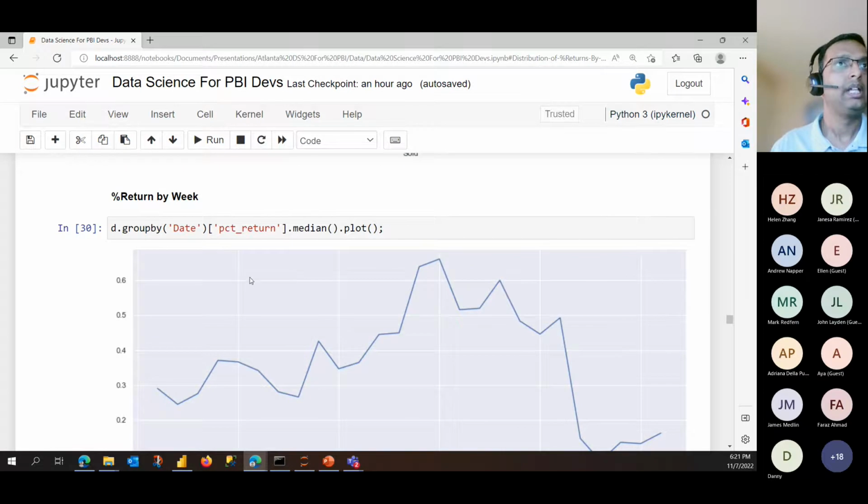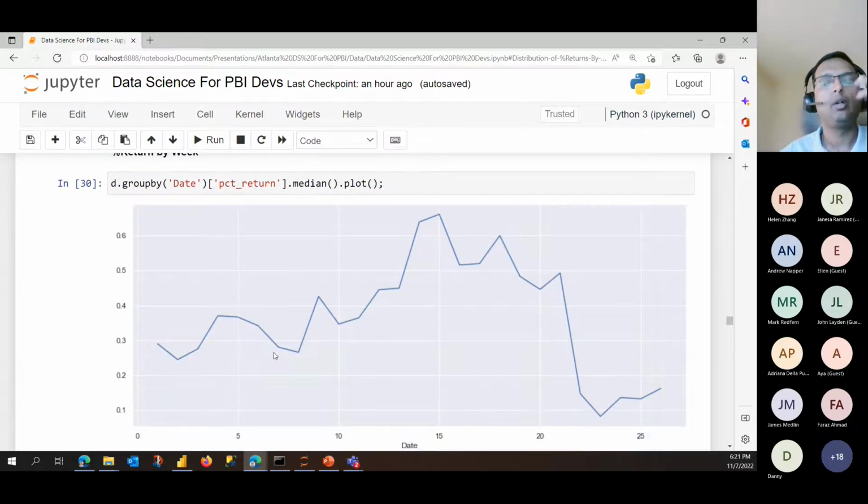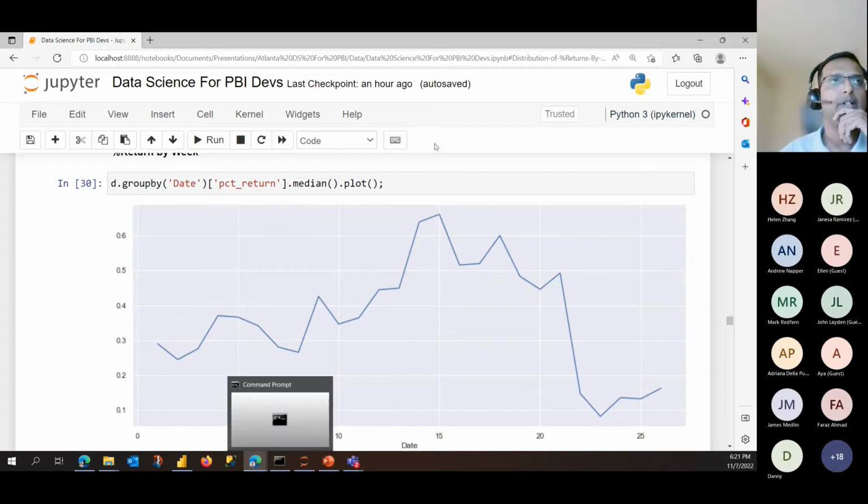So let me next go into the percentage return by week. Okay, so we looked at the overall distribution of the return rate by stores first. Then I looked at the distribution of the return by product for one store. Then I'm going to look at the overall distribution of the percentage return by week, if I aggregate all the stores together.